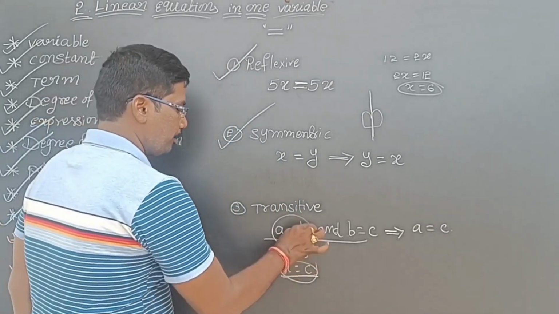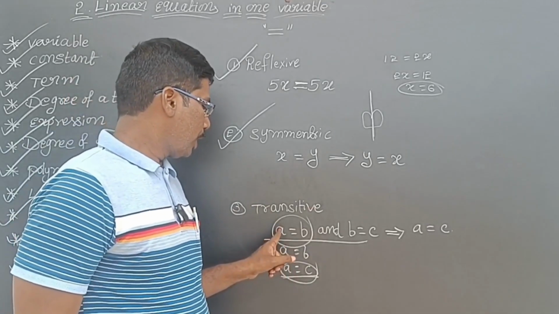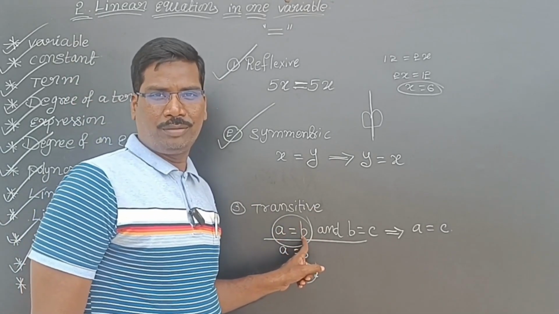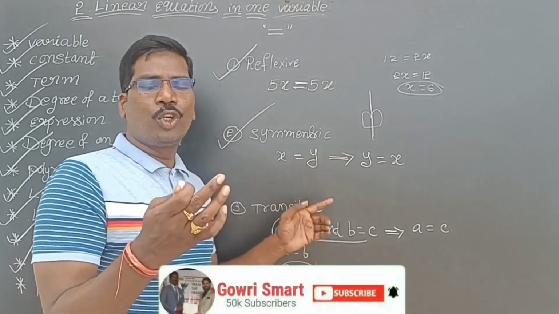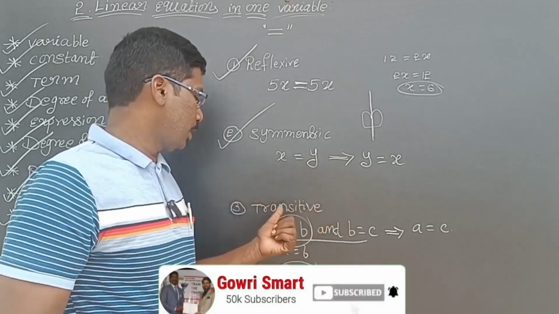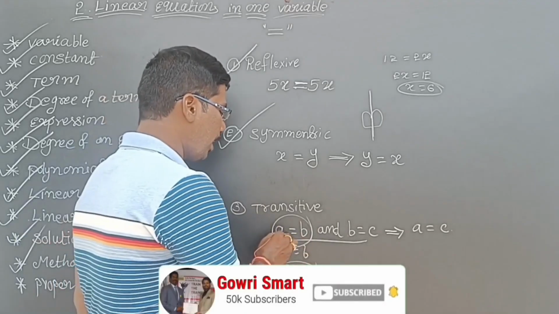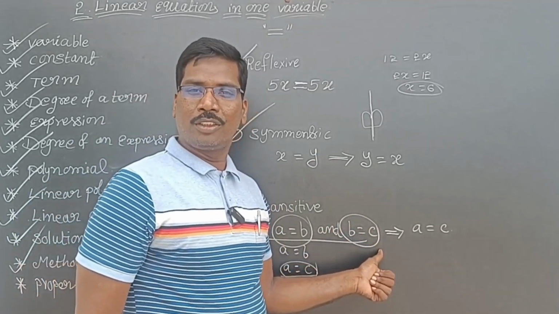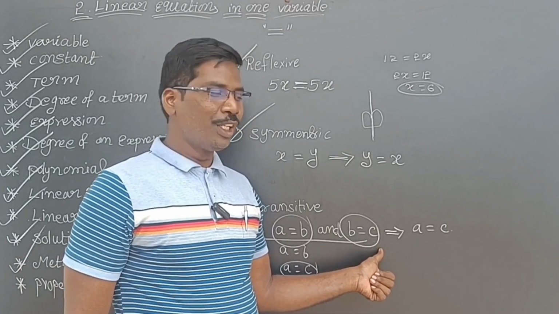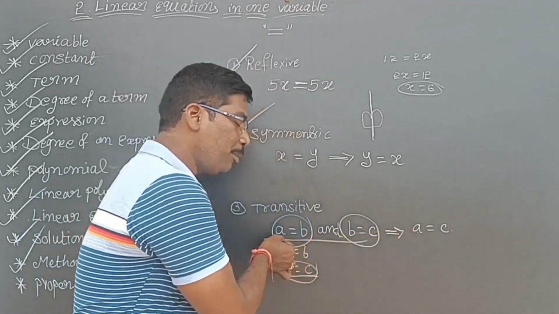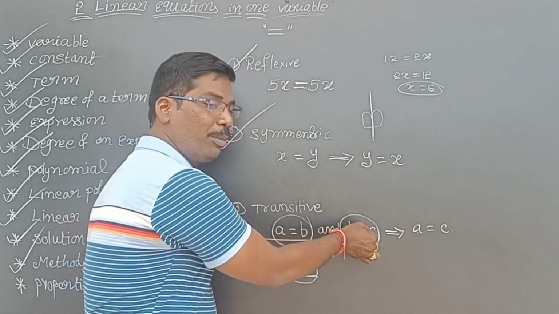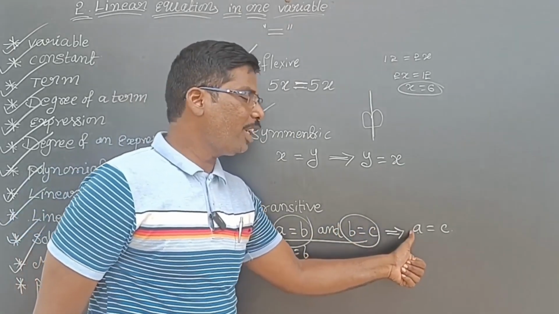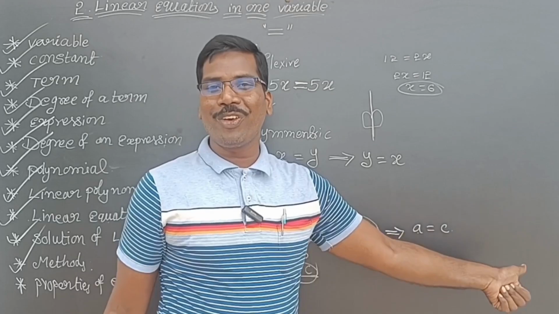A is equal to B, sir: I like you, sir. You are my favorite, sir. B is equal to C: you like your daughter, sir. Then automatically, A means I, B means sir, C means sir's daughter. I like you, sir. You like your daughter, sir. Automatically, I like your daughter, sir.